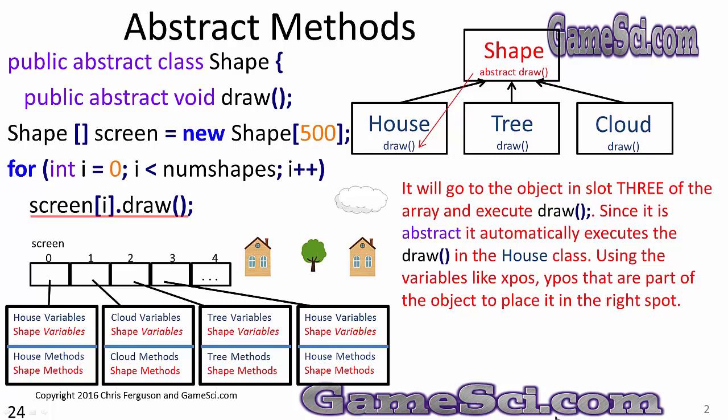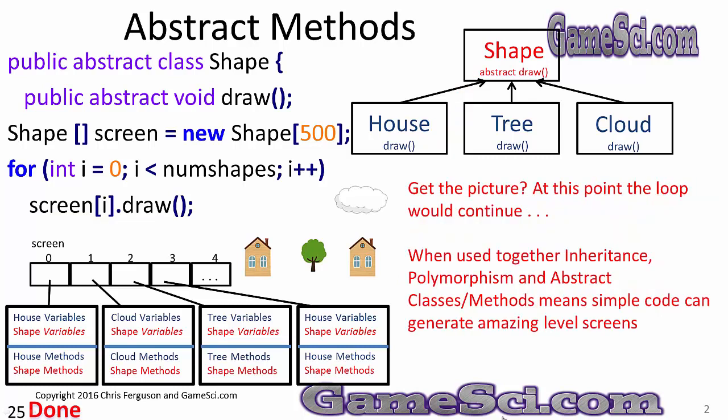On 4 objects, we can't build a very spectacular screen, but what if I had 40 objects or 400 objects? I could draw a pretty elaborate screen if I had 400 objects in my screen array. You get the picture? Pun intended. At this point, the loop would continue down the array, drawing more objects. When used together, inheritance, polymorphism, and abstract classes/methods means very simple code can generate amazing screens. That tiny little loop can build a spectacular video game screen.